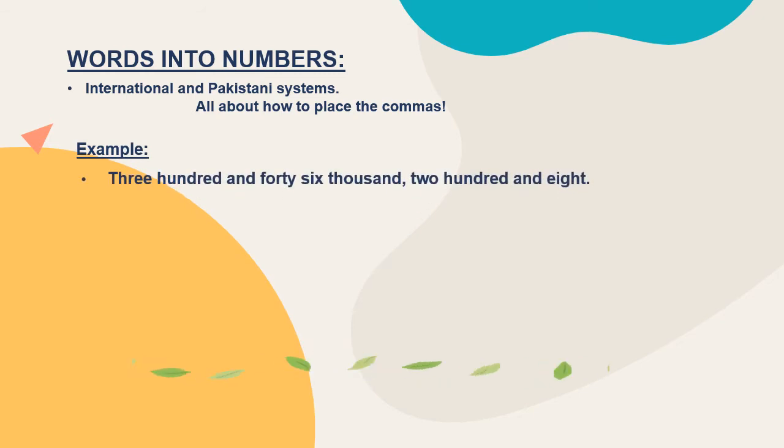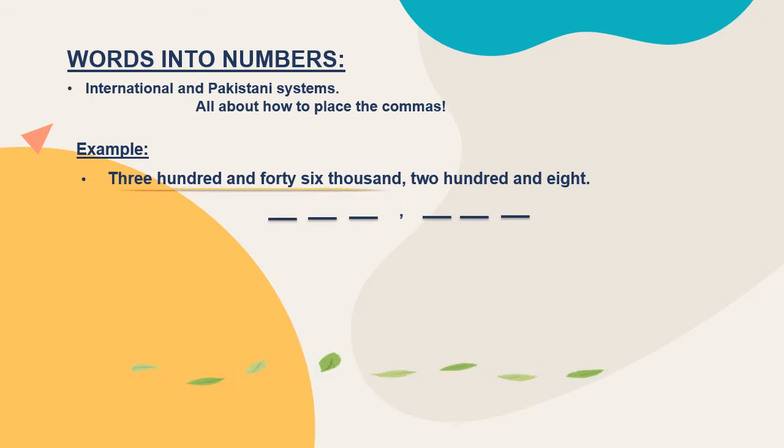Question 1 says: three hundred forty-six thousand, two hundred eight, and we have to convert it into numbers. First step, put the comma in the same place. Comma separates the houses. We also know that each house has 3 members, so 3 dashes each. And now read the words again.